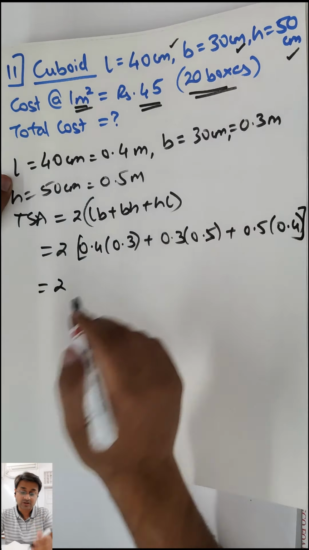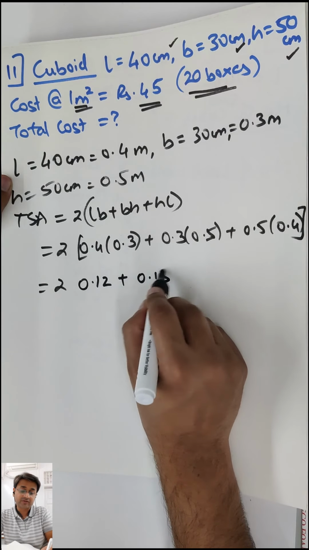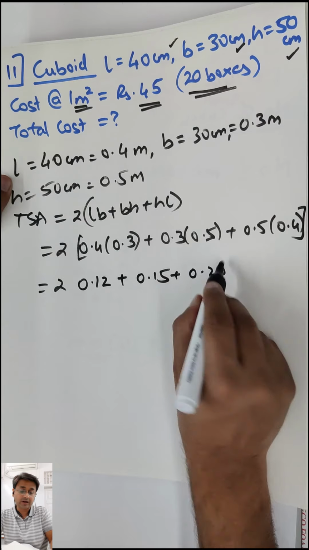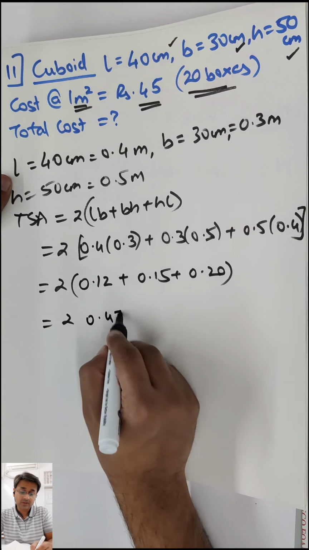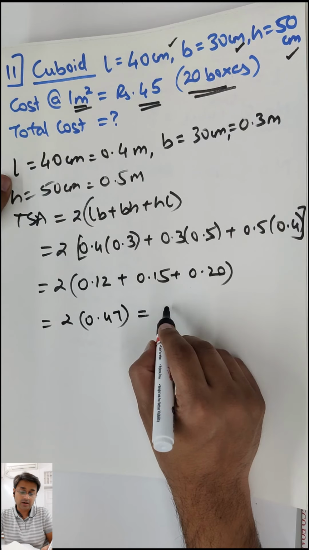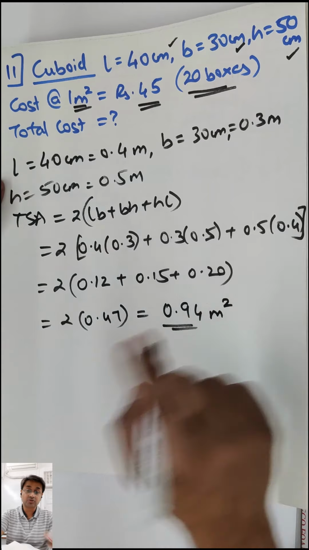Multiplying 2 decimals, okay? So 4 3s are 12, so it will be 0.12. Likewise 0.15 and 0.20. So let's add all of them: 0.12 plus 0.15 plus 0.20 is 0.47, into 2 should be 0.94 meter square. This is one box.